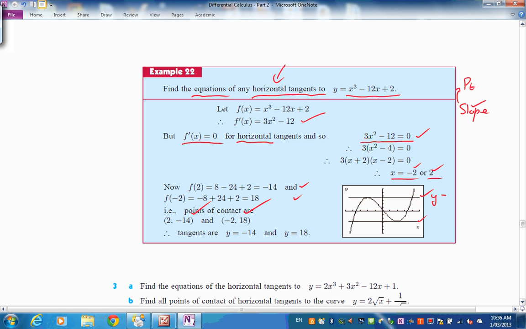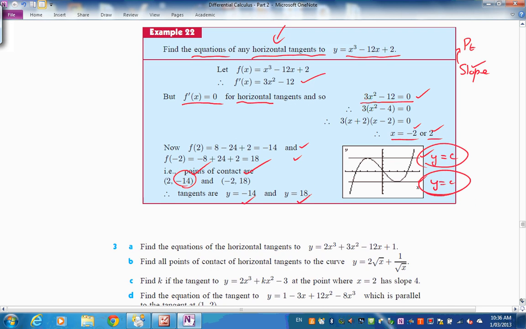It's going to be y equals a constant in those 2 cases. So it's going to be y equals negative 14 and 18. So the equation this time is quite simple because we know it's horizontal and it has this form, and we've got the y value of a point on it.